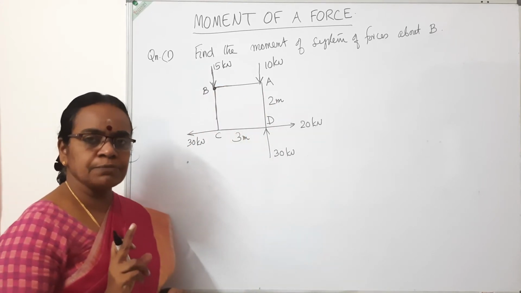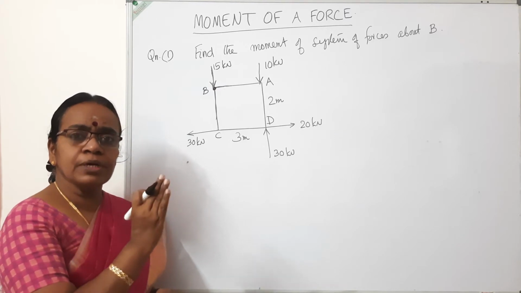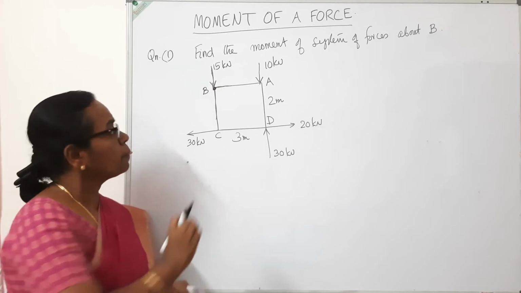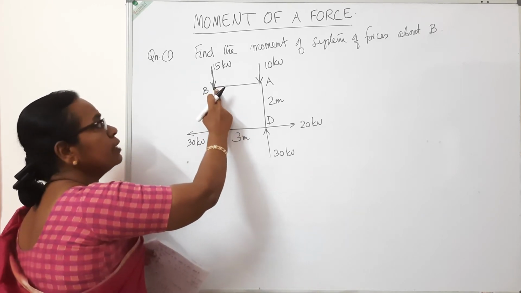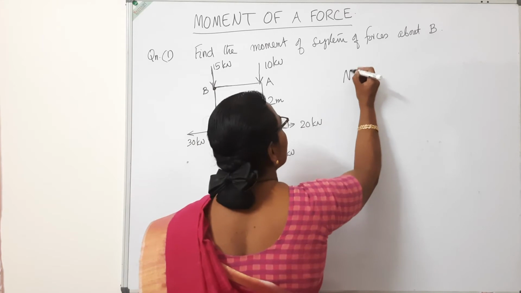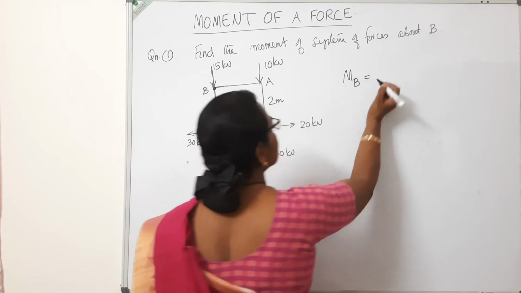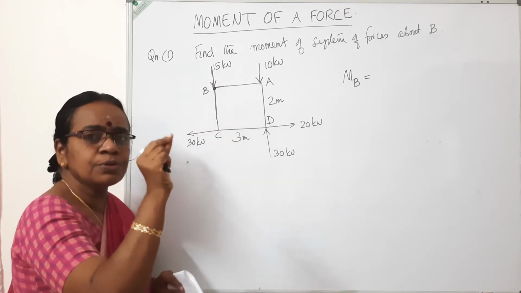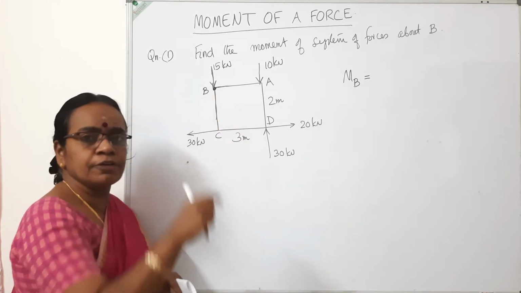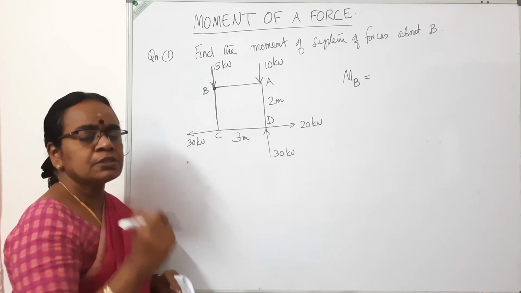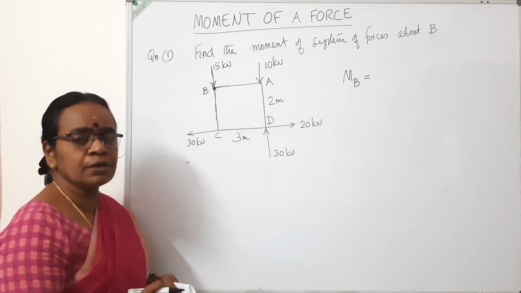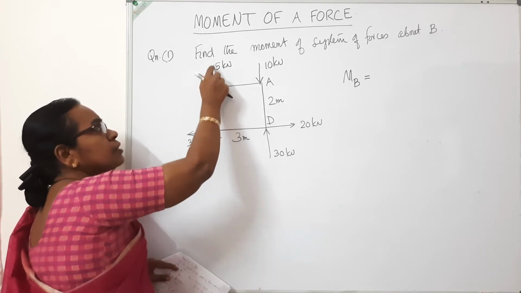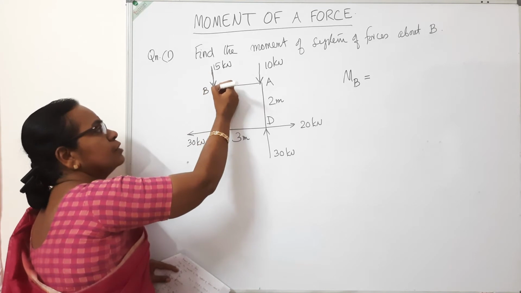So moment is, just remember, force into perpendicular distance from the point up to the line of action of the force. So consider point B. I can write moment about B, M suffix B, is equal to. So this force 15 Newton is acting at B. If the force is acting through that point, the line of action is passing through the point, there will not be any moment. It will not produce any rotating effect because the perpendicular distance from the point of application of the force up to this point is 0.